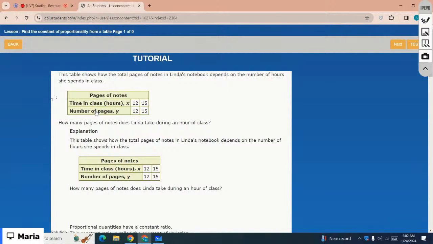So the first example is: this table shows how the total pages of notes in Linda's notebook depends on the number of hours she spent in class, right? So you have the time in class she spent, 12 hours, and the number of pages is 12. Then she spent 15 hours, the number of pages is 15, right? You have to find how many pages of notes Linda takes during an hour of the class, right? You have to find the proportionality constant in the question, right?